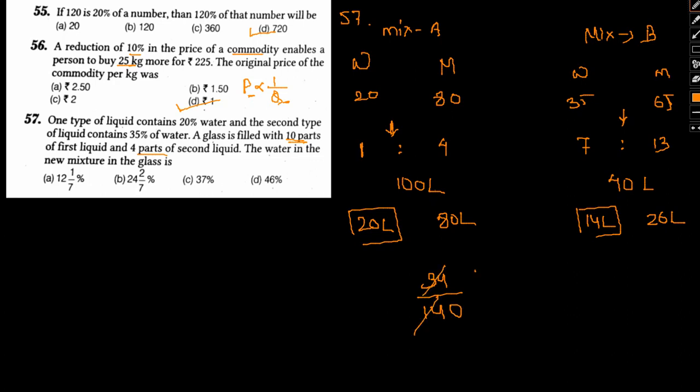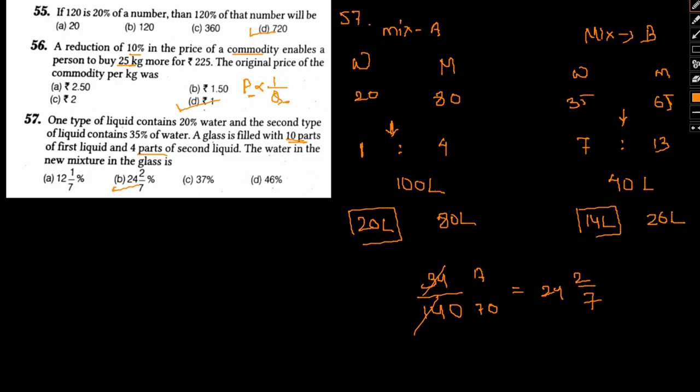That would in turn give us 17 by 70. So 17 by 70 is more than 20% but less than 30%, 20 to 30%. So it will be something like that, and we go through the options. Only one option lies between 20 to 30, that is 24 2 by 7. So this will be our answer.